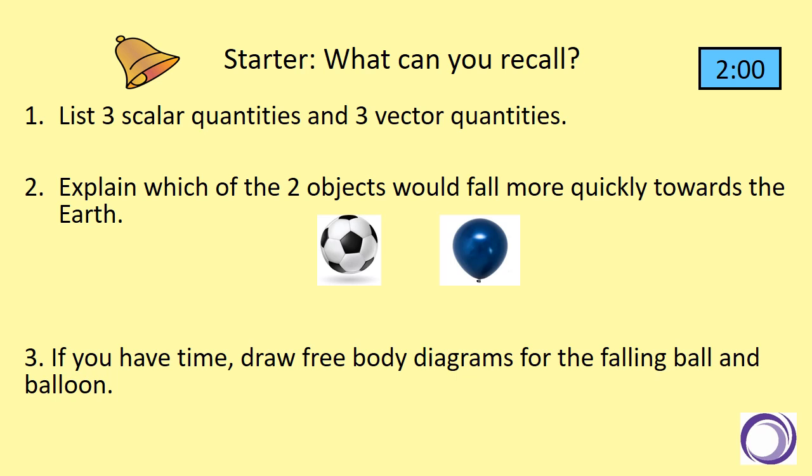All right, starter then. 3 things for you to do. You might not get time for the third one. I'm going to give you 2 minutes. List 3 scalar quantities, 3 vector quantities. That's looking back to lesson 1. Explain which of 2 objects would fall more quickly, the football and the balloon. Assume they're both the same size. Number 3, if you've got time, draw a free body diagram for the falling ball and the falling balloon.